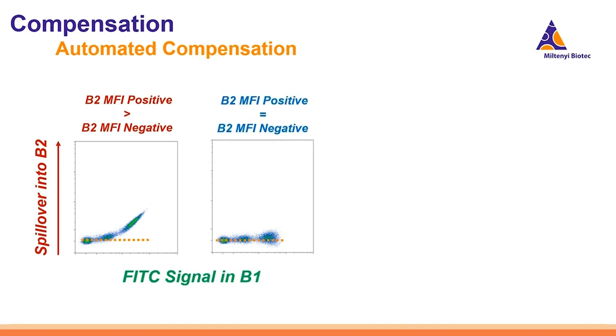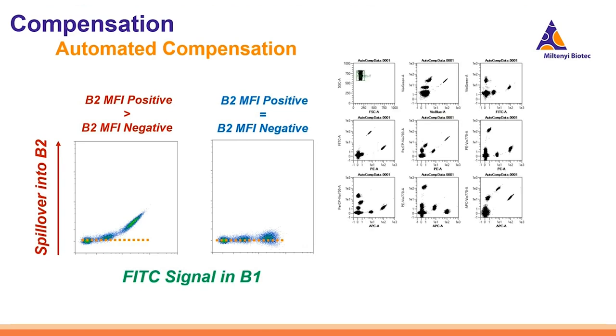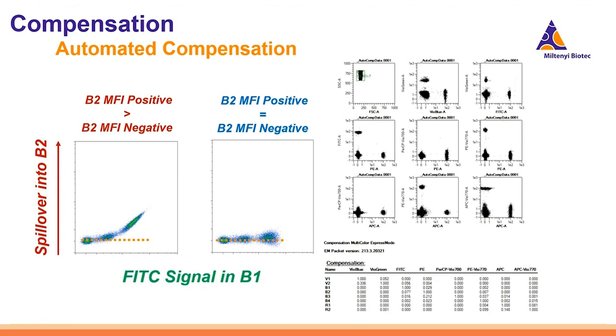So if we can, instead of having an operator do this by eye, have some sort of machine where we supply our single color controls to the flow cytometer and it automatically calculates all the compensation required, that is going to reduce the subjectivity and help standardize your workflow, because compensation is one of the more technical components of flow cytometry. So with some sort of automatic compensation program, you can reduce that subjectivity over time by taking it out of the hands of the humans and letting the robots do it.